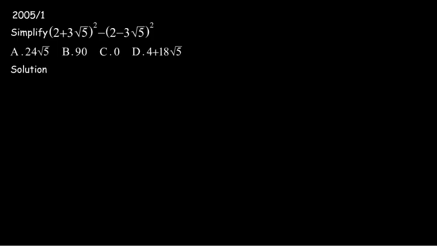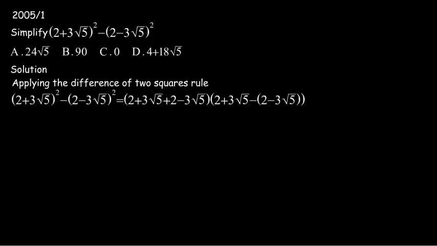Now for our solution, applying the difference of two squares rule, our expression (2 + 3√5)² − (2 − 3√5)² will be equal to (2 + 3√5 + 2 − 3√5) multiplying (2 + 3√5 − (2 − 3√5)), because for the difference of two squares, a² − b² is equal to (a + b)(a − b).